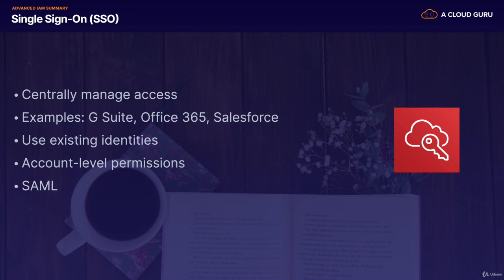You might also be asked about SAML, Security Assertion Markup Language. So if you see a question where it says SAML or SAML 2.0, look for single sign-on or SSO in one of the answers. So that's it for this section of the course.